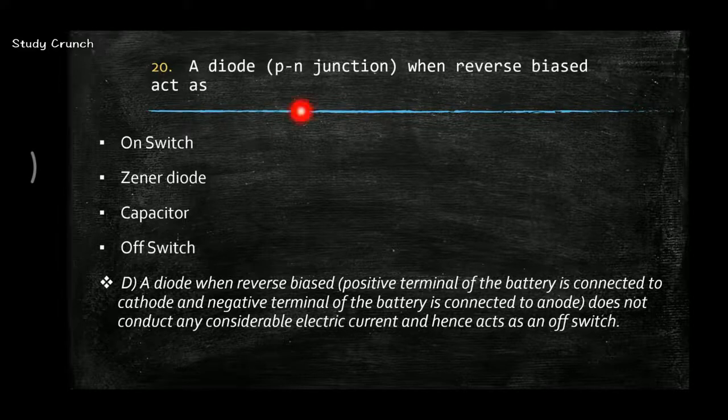Next, a diode, that is P-N junction, when reverse biased act as an off switch. Why? Because at the reverse bias, the positive terminal of the battery is connected to the cathode and negative to the anode. So it does not conduct any considerable electric current and hence act as a switch off circuit. So this was all about this topic.